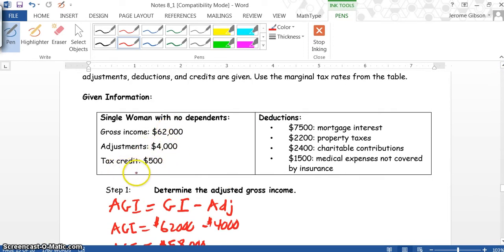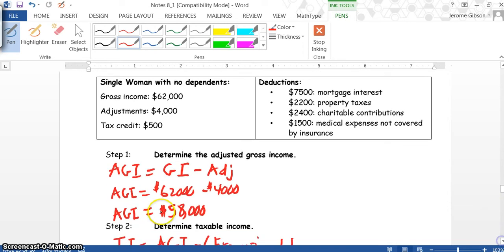We do not do the tax credit, that will come later. So we have $62,000. Oh, and we don't have anything here. This would be for the retirement account. That would be a before tax contribution, which we do not have here. So we would take out 62,000 minus 4,000, which gives us 58,000. Now we go to step 2.